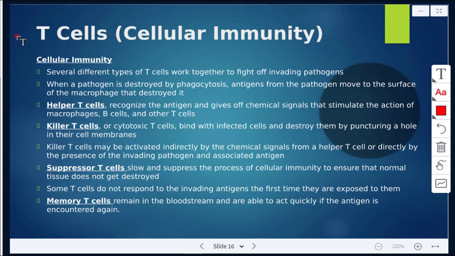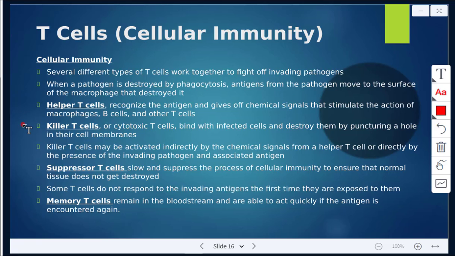Okay, T cells and cellular immunity. In cellular immunity, there are several different types of T cells that work together to fight off invading pathogens. When a pathogen is destroyed by phagocytosis, antigens from the pathogen move to the surface of the macrophage that destroyed it. The helper T cells are the ones that recognize the antigen. They give off chemical signals that stimulate the action of macrophages, B cells, and other T cells.